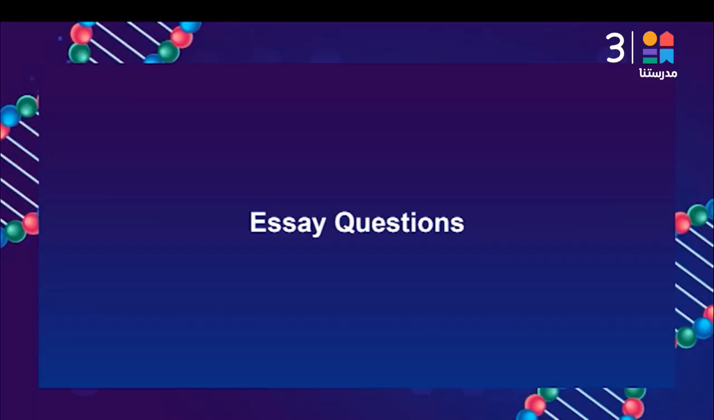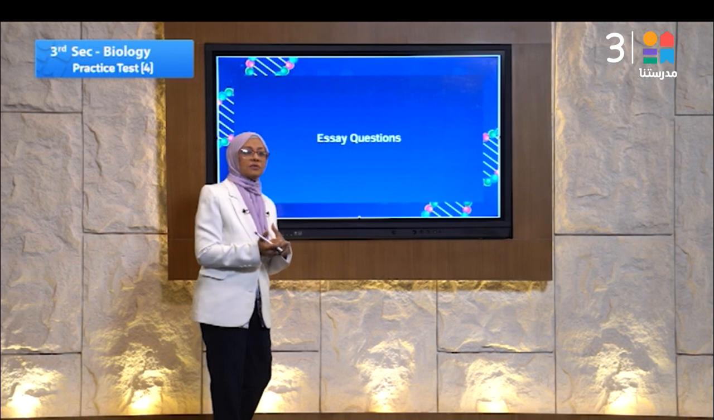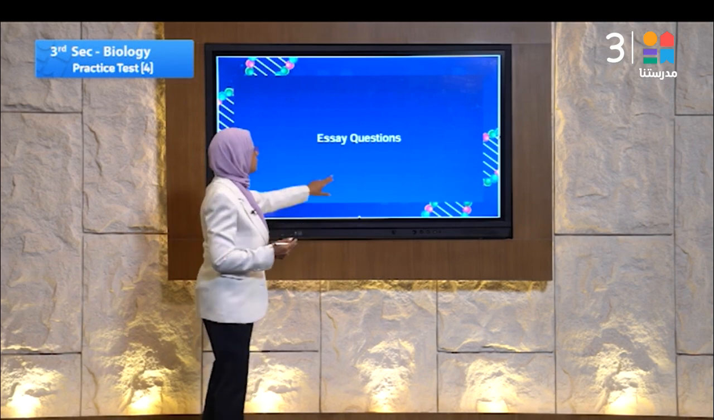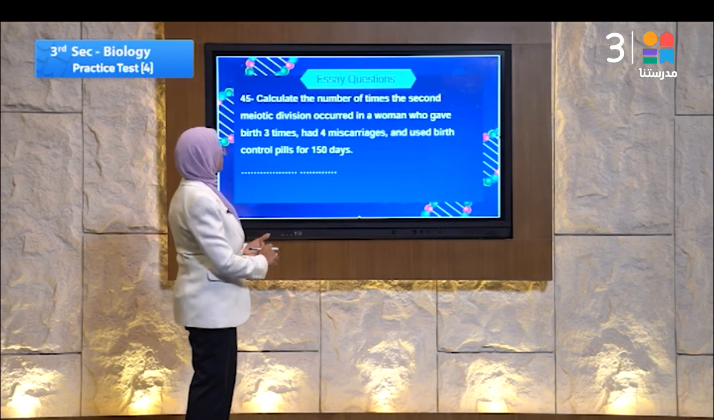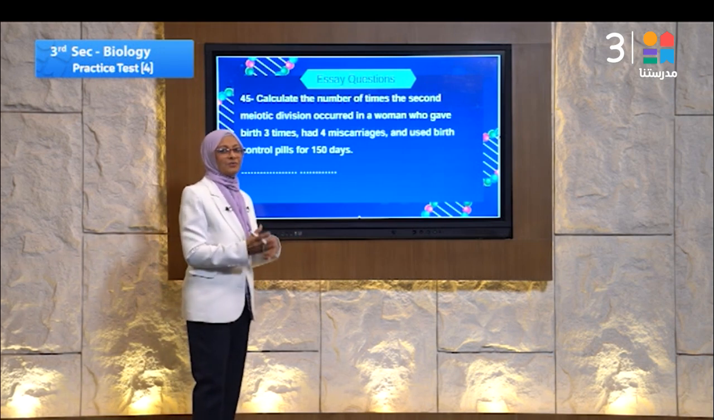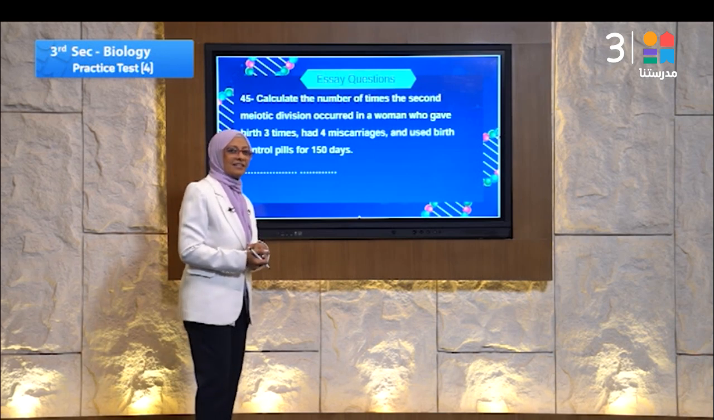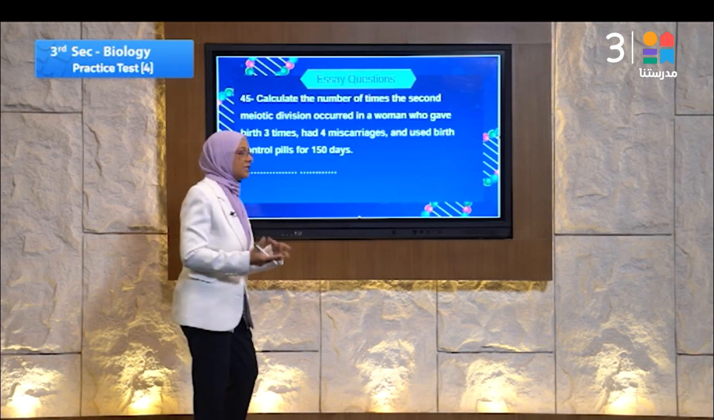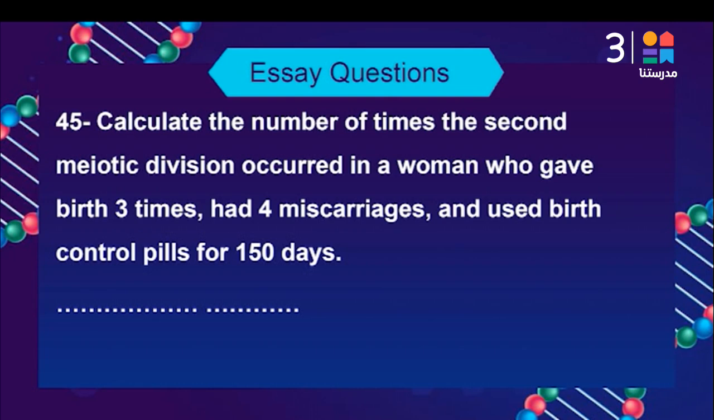Let's go to the essay question. The essay question must be read carefully and answered with writing. Let's go to question number 45. Question number 45 is a new story. Let's read it and think carefully. Calculate the number of times the second meiotic division occurred.